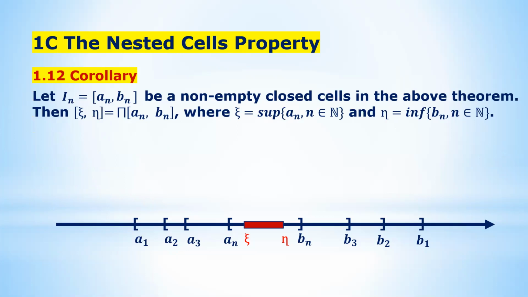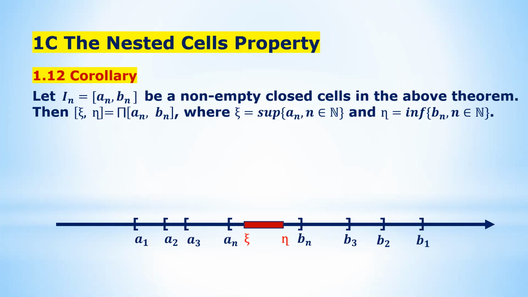So combining the nested cells property and the corollary, what we can conclude is that if you have a sequence of non-empty closed cells which is nested, then the intersection of all these closed intervals will be exactly equal to the interval [C, η]. Okay, so that's the result given by the nested cells property.